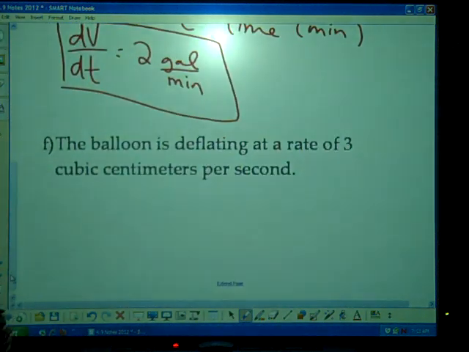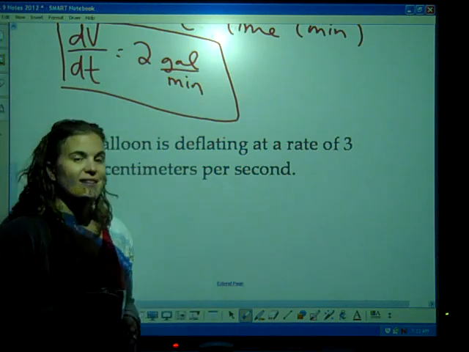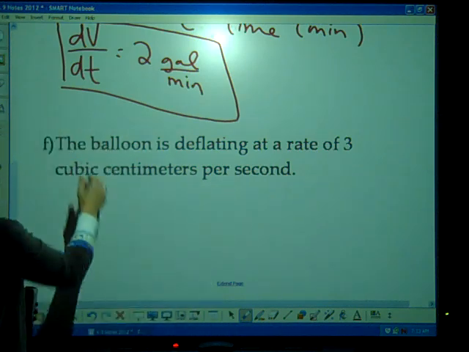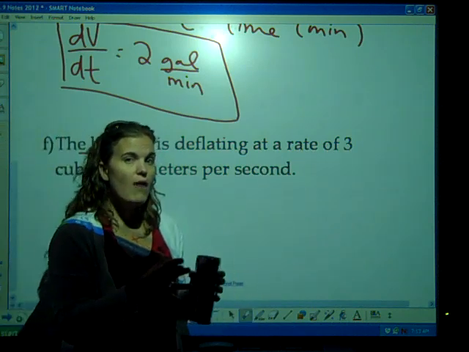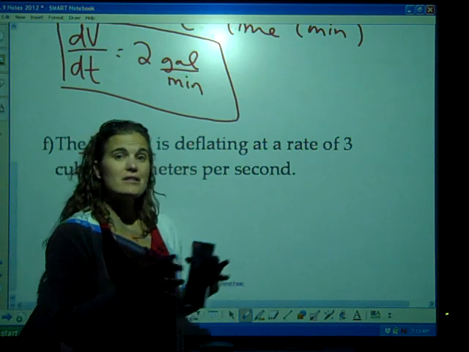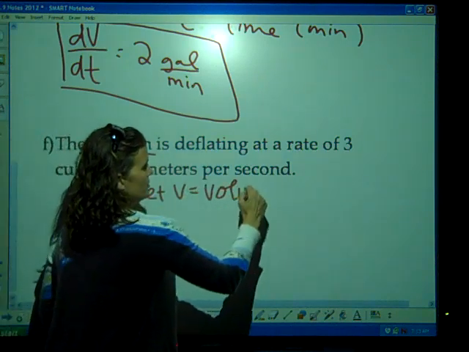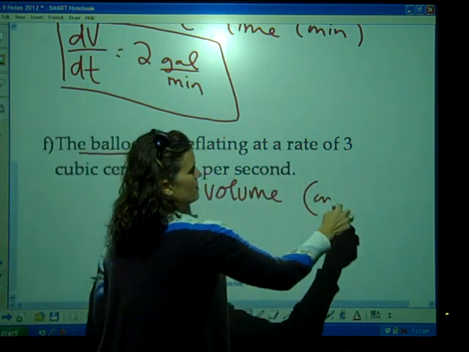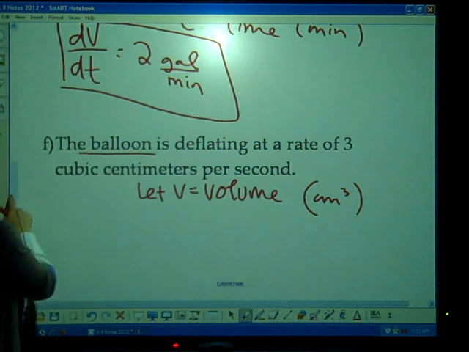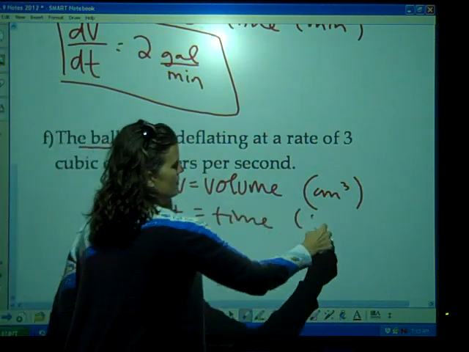All right, letter F here. The balloon is deflating at a rate of 3 cubic centimeters per second. Okay, so the balloon, again, we're not going to actually say let B equal the balloon. We're talking about the volume of the balloon, or the amount of air in the balloon. So let's stick with a nice mathematical term, volume. And it looks like we were looking at cubic centimeters, so centimeters cubed. And our time in this case was in terms of seconds.